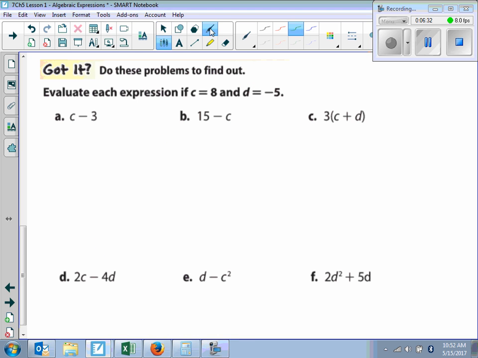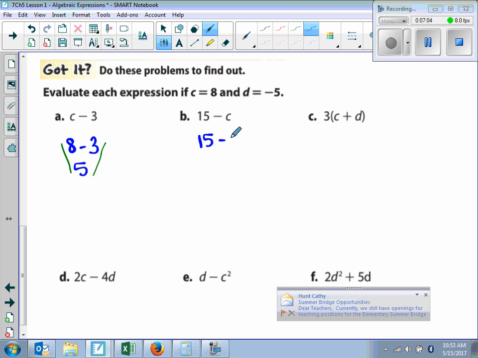All right, so for example A, we have C minus 3, where C is equal to 8. So wherever there's a C, we're going to substitute 8. So we're going to substitute 8 in for C, and then we're going to simplify. 8 minus 3 is 5. And once again, there is your inverted triangle. How about letter B? That's going to be 15 minus 8. Very good. And 15 minus 8 is 7.